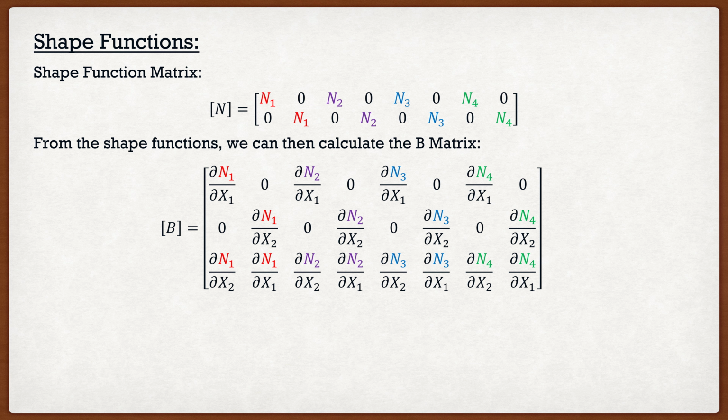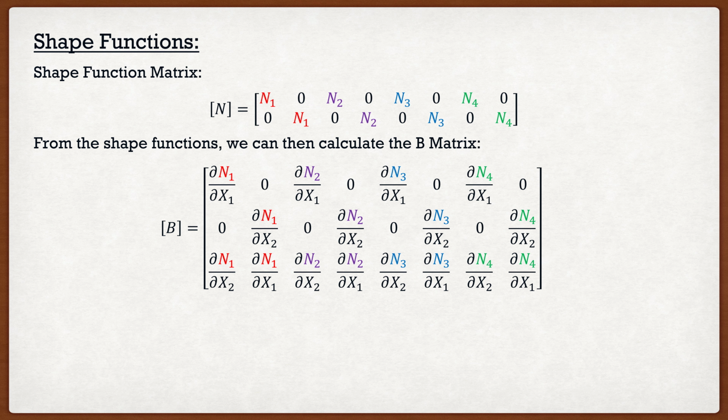So the first row represents the strain component epsilon 1,1, which is the strain in the horizontal direction. The second row represents the strain epsilon 2,2, which is the strain in the vertical direction. And that bottom row represents epsilon 1,2, which is actually the shear strain. Now again, since we're dealing with 2 dimensions, we only have those 3 strain components, hence we have 3 rows in our B matrix. If we were dealing with 3D, well, we know that we actually have 6 strain components, therefore we'd actually have 6 rows in this B matrix.